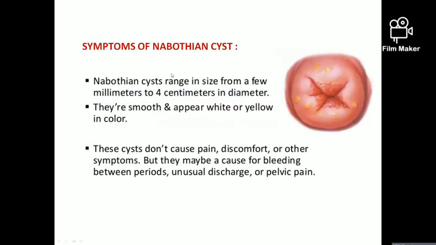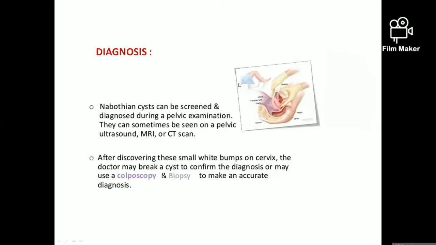Now, what are the symptoms of Nabothian cyst? It may be more or less like erosions. Nabothian cysts range in size from a few millimeters to 4 centimeters in diameter. They are smooth, and appear white or yellow in color. These cysts don't cause pain, discomfort, or other symptoms, but they may cause bleeding between periods, unusual discharge, or pelvic pain too. How will you diagnose the Nabothian cyst?